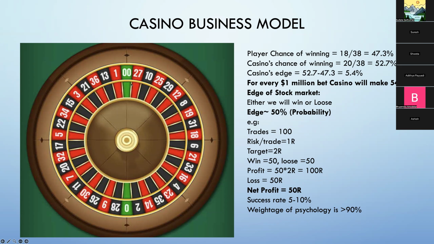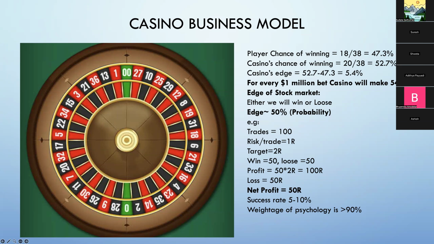The 0 and 00 go to the casino. So in total 20 by 38, 52.7%. So what is the edge of the casino? 52.7 minus 47.3, 5.4%. Okay, what does it mean? If there is a $1 million bet for the casino, then the edge of winning for the casino is 5.4%. That means for $1 million, 54,000 the casino can straight away win.